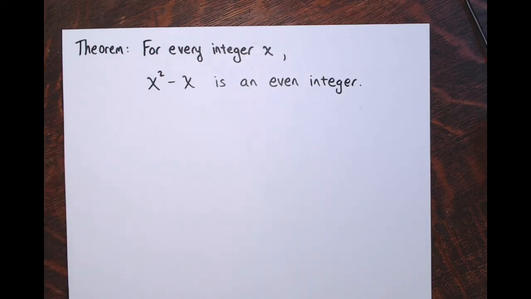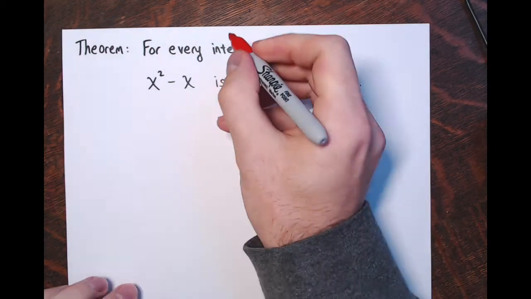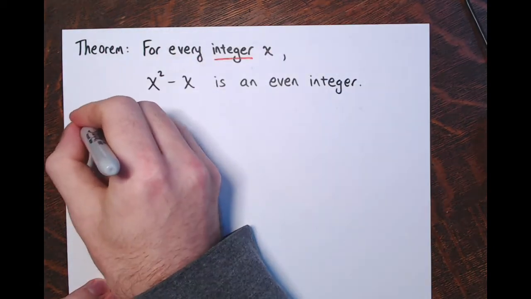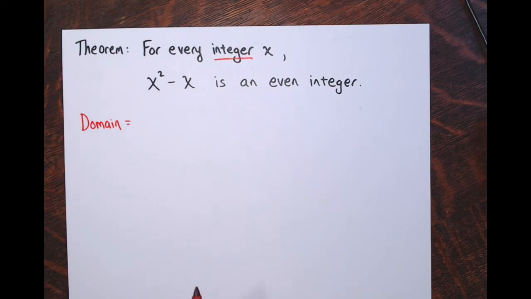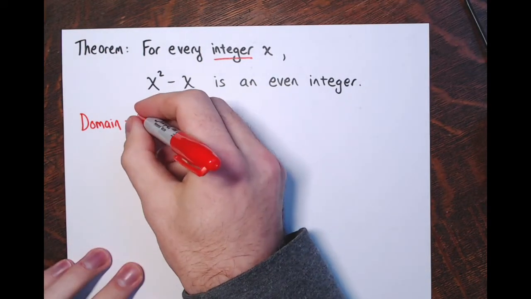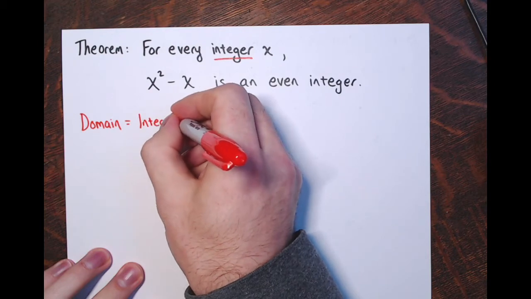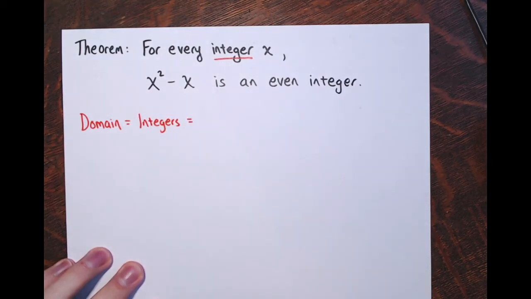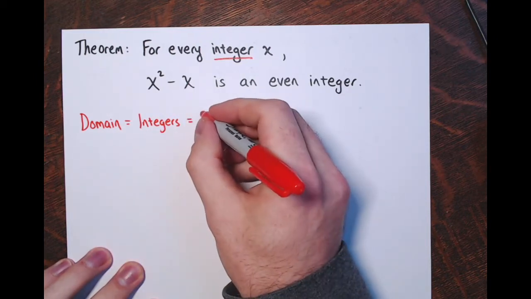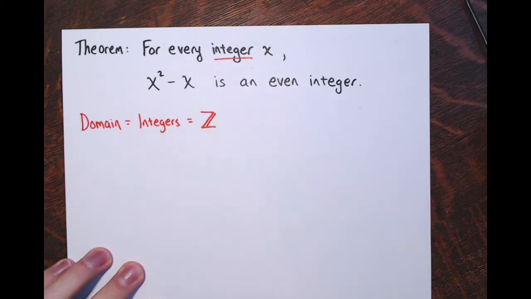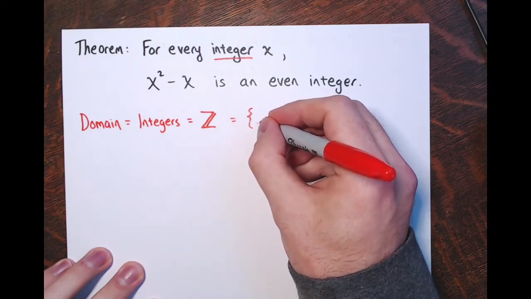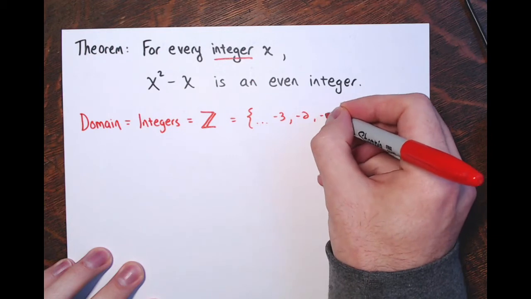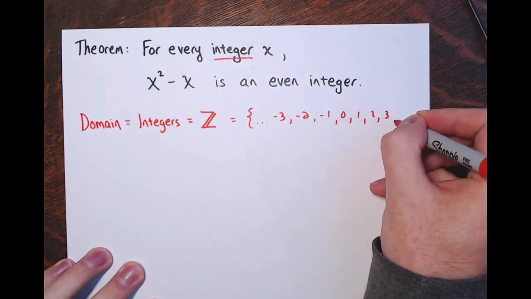So this statement is about the integers. For every integer x, the domain of the variable x here is the set of integers. Very often for shorthand, and you'll see this in chapter 3 a lot and later in the course, the set of the integers is represented by a capital Z with a bar, like a fancy Z. And you know what the integers are: dot dot dot, -3, -2, -1, 0, 1, 2, 3, and so on.